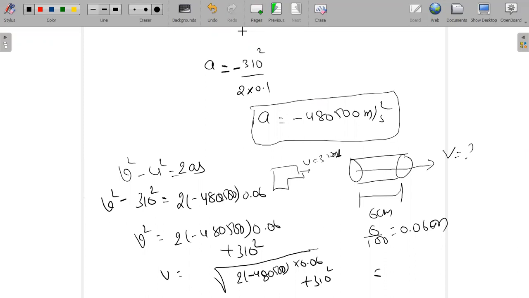Oman, Munim, 301, please tell me the answers. 2 into minus 480,500 into 0.06 plus 310². It's 196.06 meter per second. So these two values they have told us to identify. For this they have given 7 marks. So these two questions which we have solved are your university problems, and they are asked for 8 and 7 marks. So in this way we have to solve.